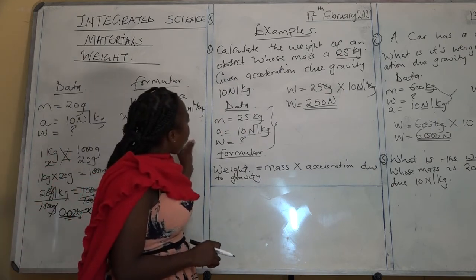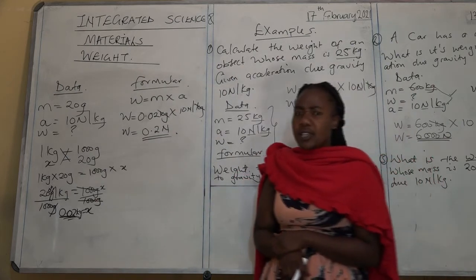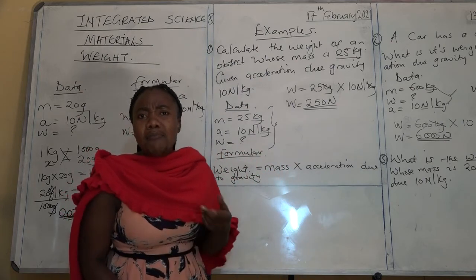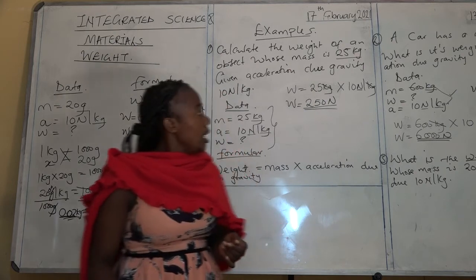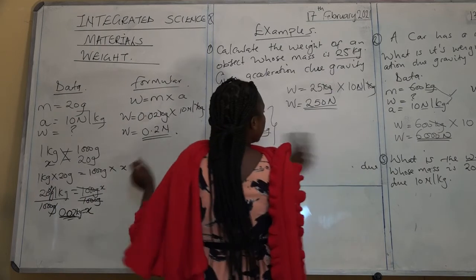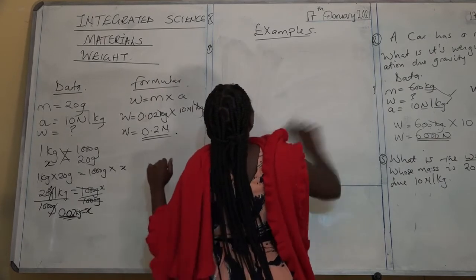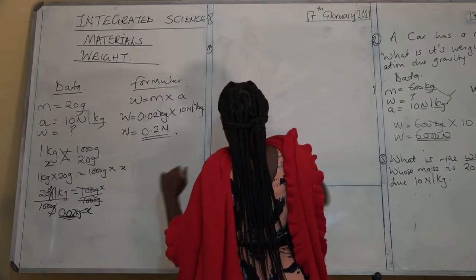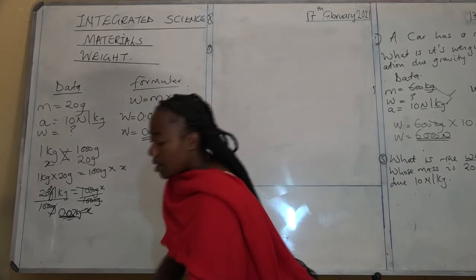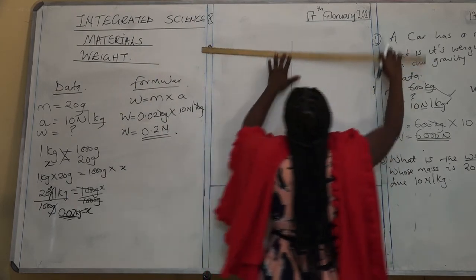Now that you've learned how to calculate weight, what are the differences between weight and mass? Let us look at the differences. Hope we've written this. Let us look at the differences between weight and mass. These are the differences. That's a table that demarcates weight and mass.